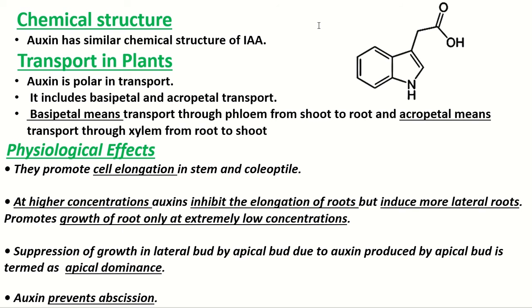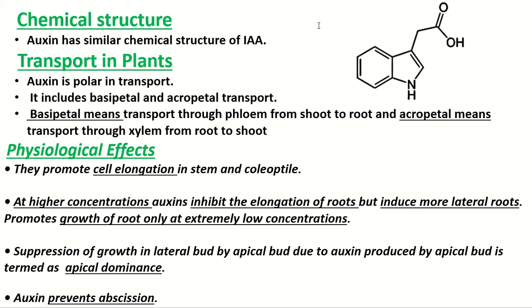Next one is the physiological effect of auxin. Auxin promotes cell elongation in stem and coleoptile. As I said before, coleoptile is a sheath which gives protection to the young shoot tip present in grass and cereal plants. So cell elongation means elongation of the internode.